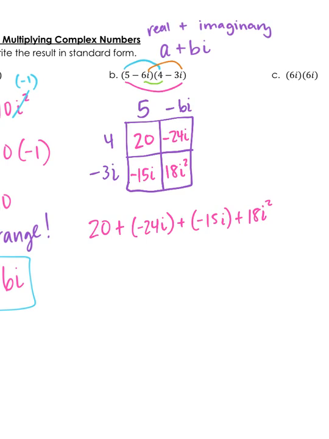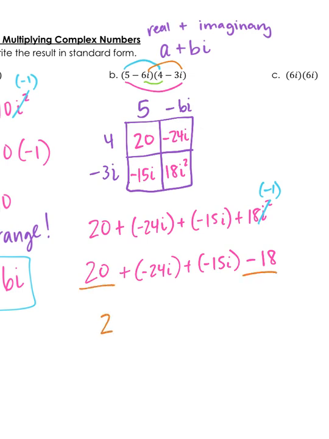All right, but we know that i squared is negative 1. So this now becomes 20 plus negative 24i plus negative 15i. And then negative 1 times 18 becomes negative 18. So I'm going to make negative 18. And now I want to combine my like terms. So I've got 20 minus 18 gives me 2. And then I've got negative 24i plus negative 15i gives me negative 39i.